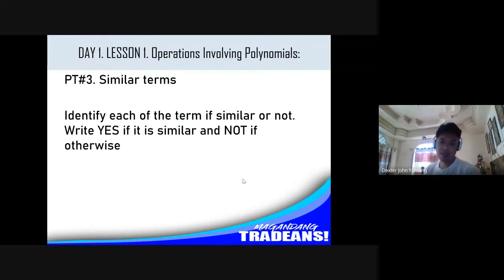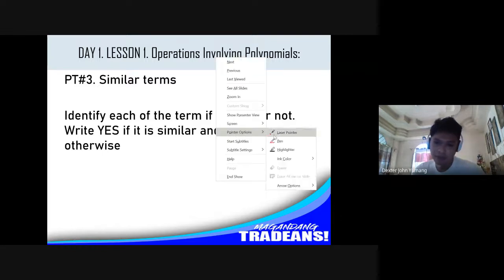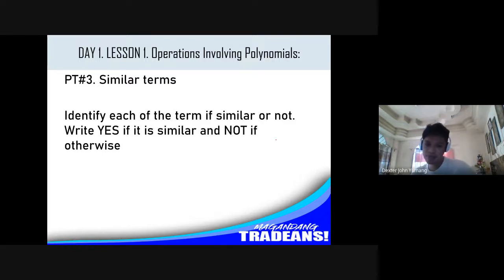So first activity natin, we will name this one as PT number 3 or performance task number 3, the similar terms. Identify each of the term if it is similar or not. Right? Yes, if it is similar, and not if otherwise. So ano po yung mga similar terms? I would like to teach this one first before we proceed on this activity. So these are the examples of similar terms. Tingnan nyo ha. So I'll be giving an example.